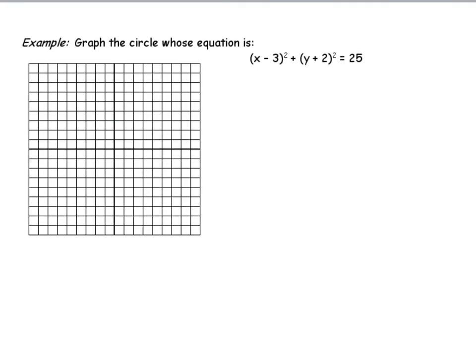I would like for you to do this one, please. Find your center and find your radius. Graph it, come back, and we'll see if we end up with the same thing. All right, so your center is at (3, -2), radius of 5, and there's your circle.